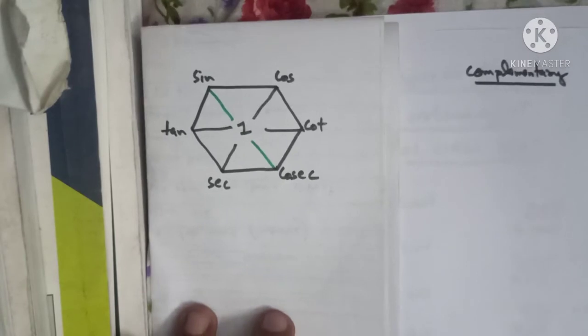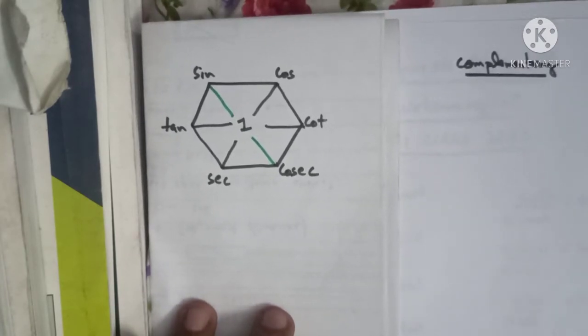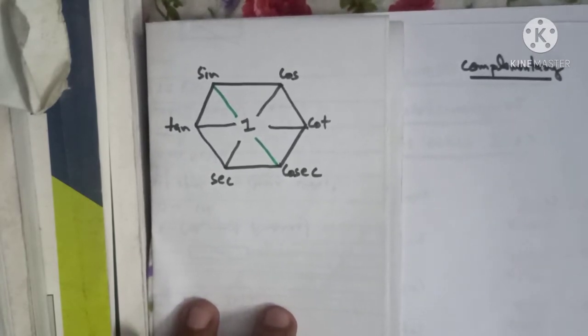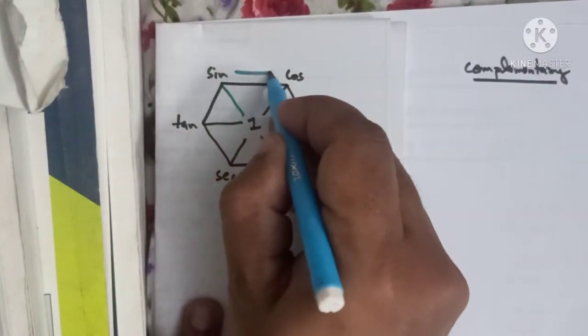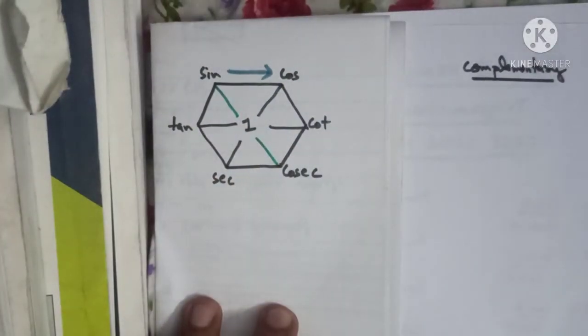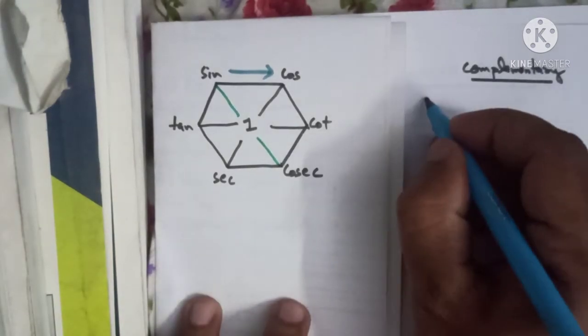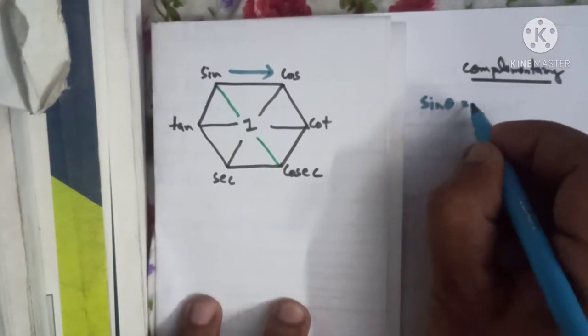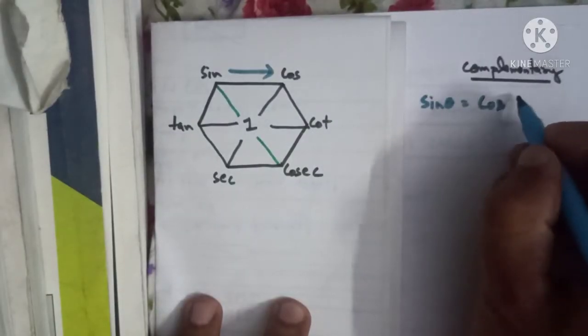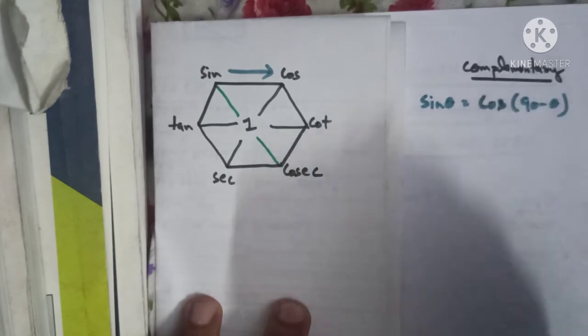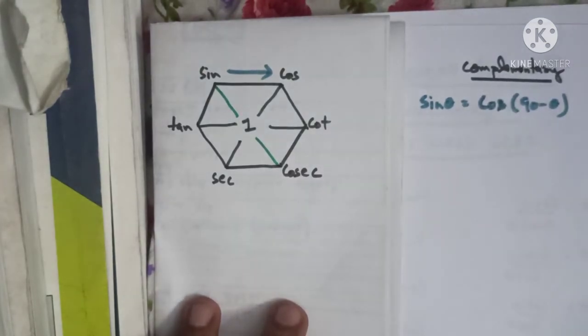Now let us look at complementary angles. Complementary angles are those angles whose sum is 90 degrees. So there is a relation of complementary also. Sine theta and cos theta are complementary. So we will write sine theta is equal to cos of 90 minus theta.